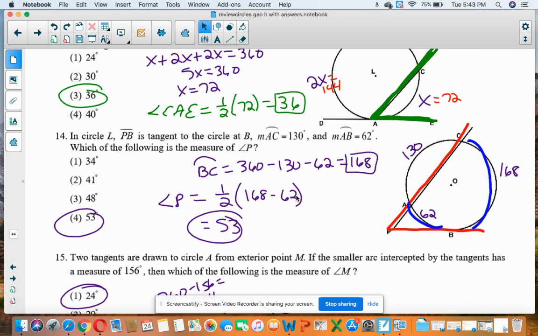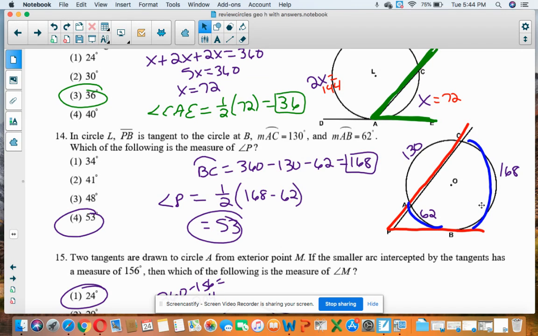Number 14, angle P is outside the circle. Remember, anytime that we have an angle outside the circle, it's 1/2 the difference of the arcs. So the thing on this one is that I'm missing some of the arcs that I'm going to have to find. They told me that this arc right here, AC, is 130, which I actually don't need, but I'm going to need it to find the other missing arcs. This arc right here is 62, and I don't have this arc. I need the 2 blue arcs.